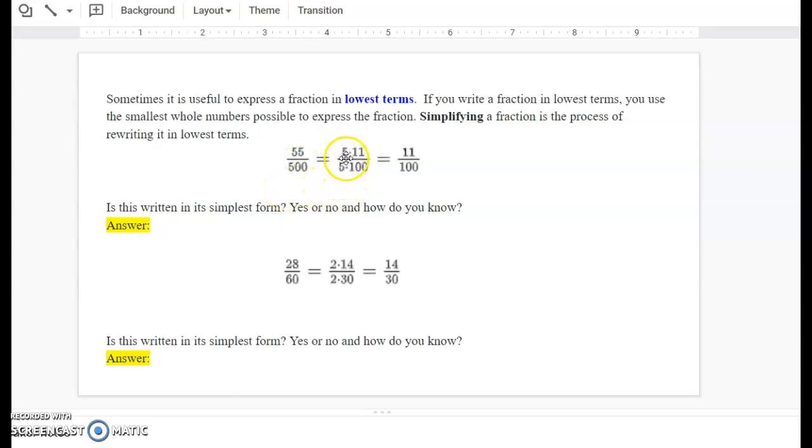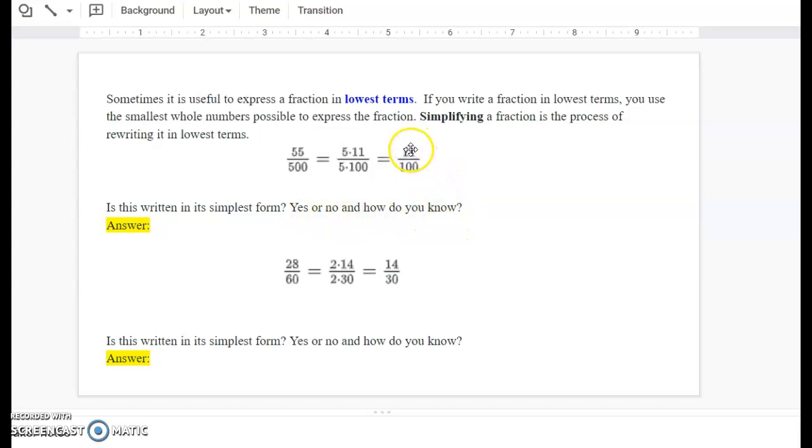Okay? If we were to take that number and divide both of these by 5, because I know that 5 goes into 55, and I know that 5 goes into 500, we would get 11 over 100. So in simplified terms, it would say 11 over 100. Is this written in its simplest form? Yes or no, and how do you know?